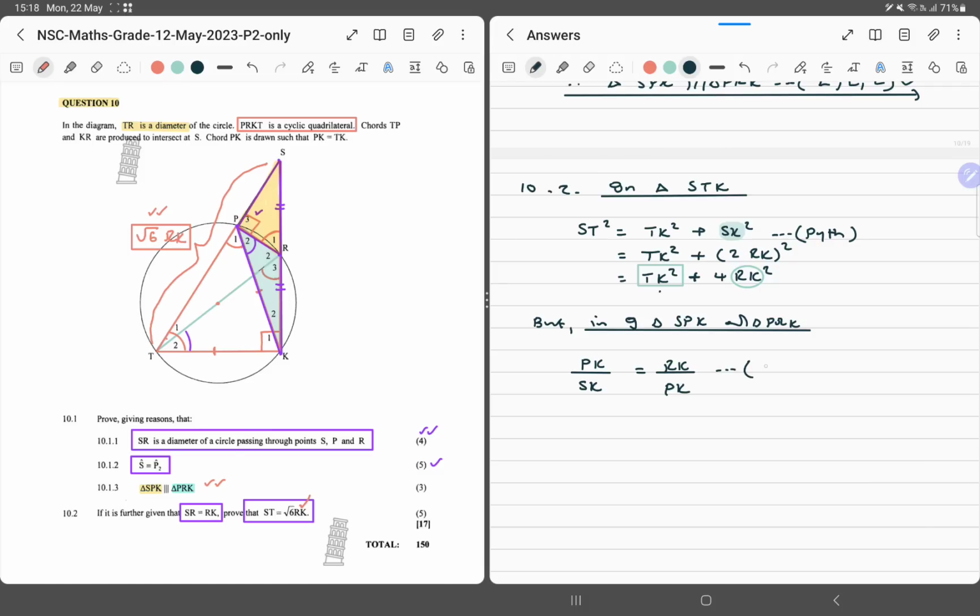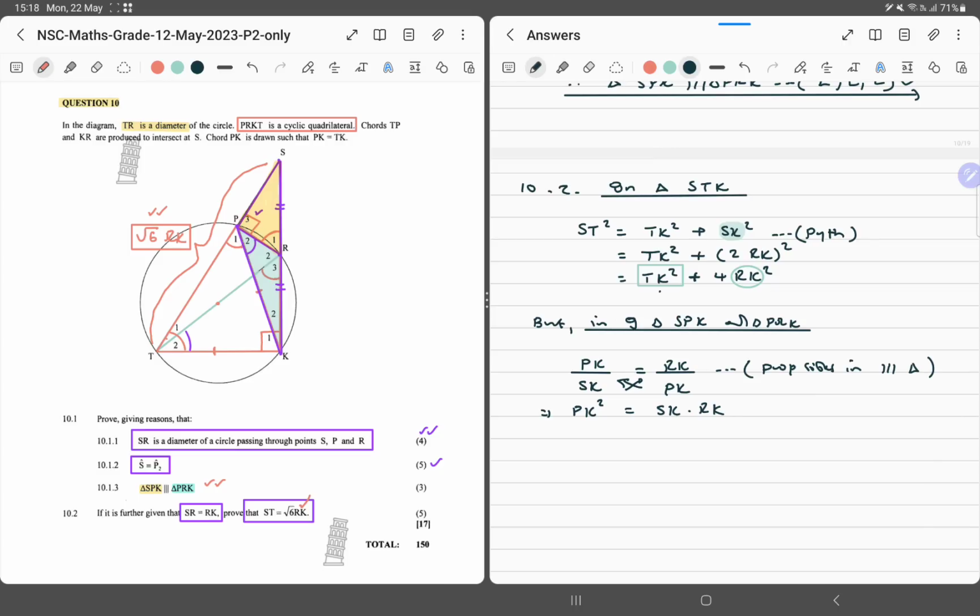So now what do we say? We can just say these are the proportional sides in similar triangles. We know that those triangles are similar, was it not? So we do the gymnastics there. This implies that PK squared is going to be equal to SK times RK.